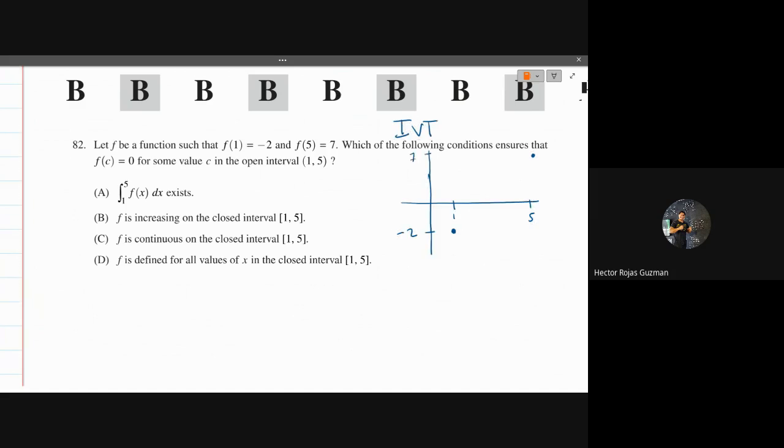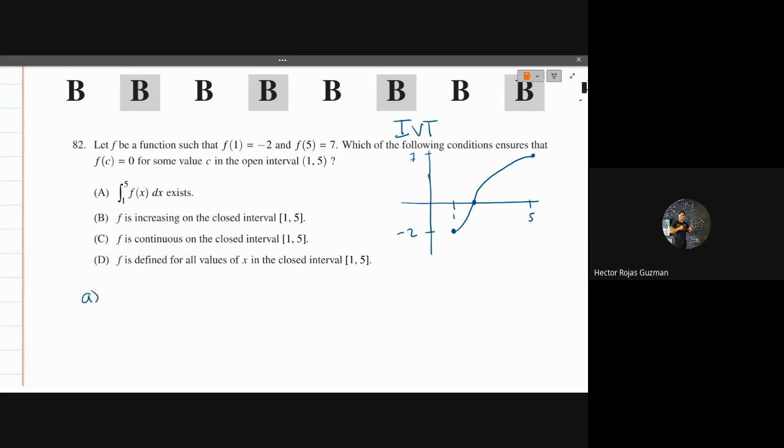So we have a function that starts at -2, then it's at 7, and we want to make sure that we pass through 0 at some point. It doesn't matter where or when, but we're going to have to go through 0, right? At some point. And according to the intermediate value theorem, we want the function to be continuous on a closed interval. So, the integral from 1 to 5 exists.